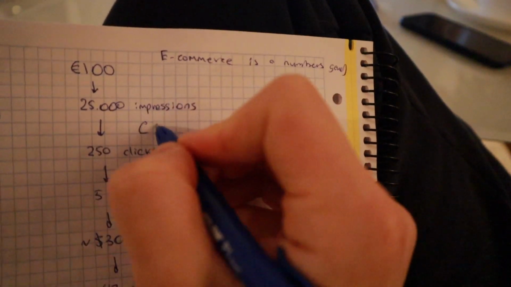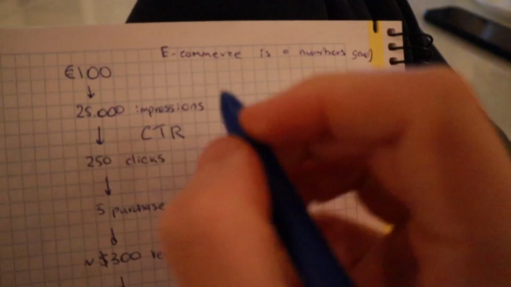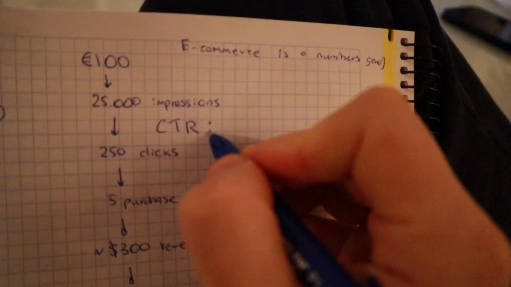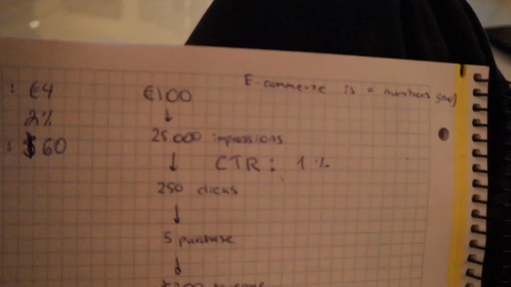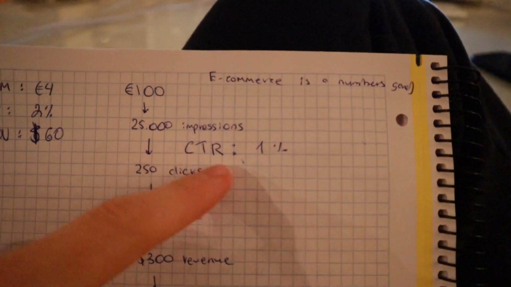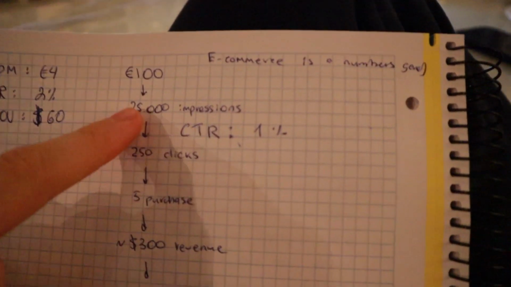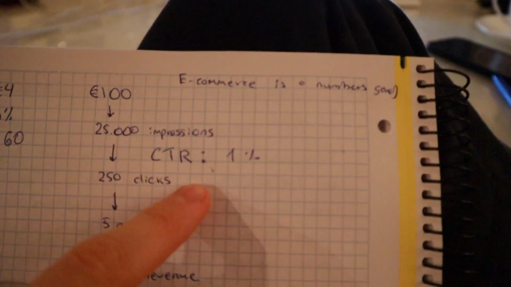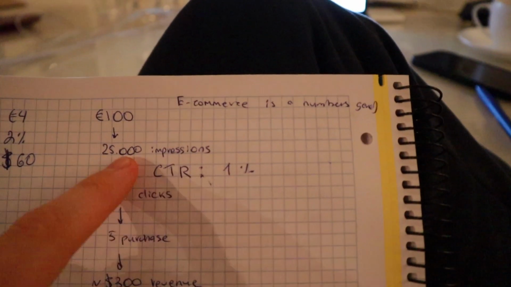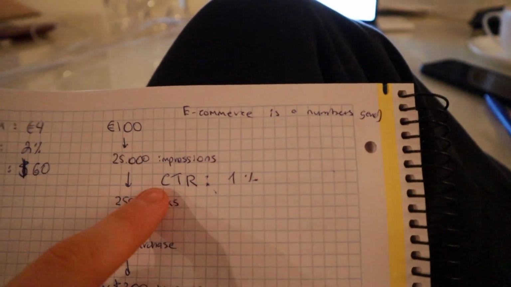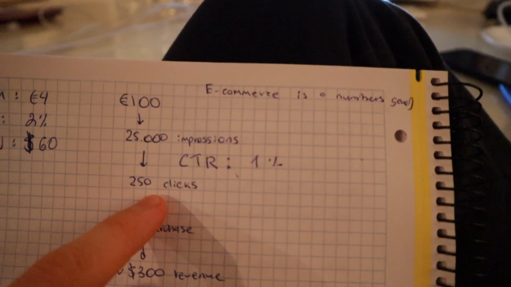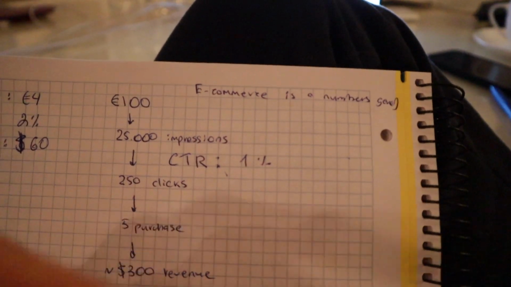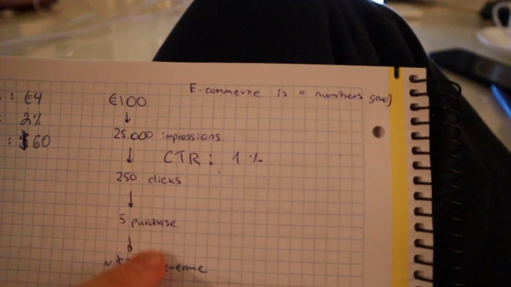Now, let's assume, right here, I didn't actually write it. Let's say that my CTR, this is another very important metric, is 1%, okay? CTR is click-through rate, right? So I've shown my ad to 25,000 people, and 1% of those 25,000 people actually clicked on my ad, okay? This means that I got 250 clicks or visitors to my store, okay?